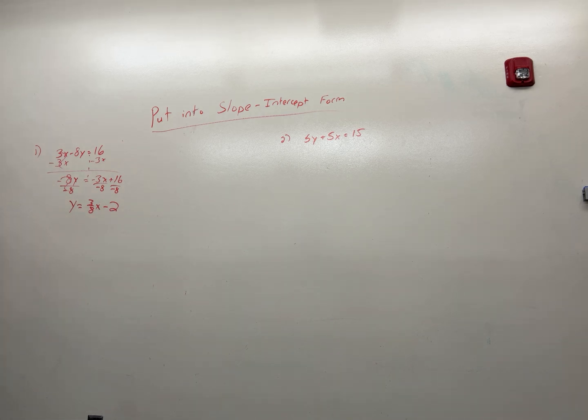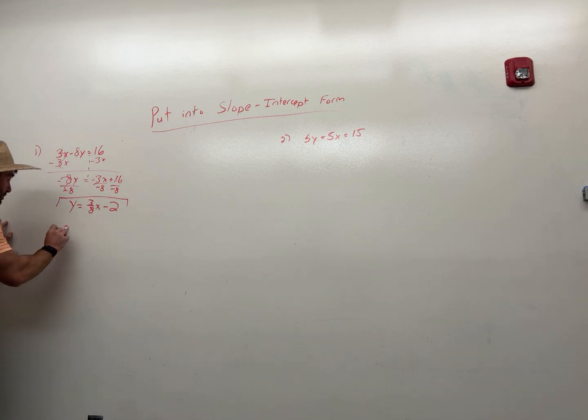Now, this wasn't a question, but I want to know, what's my slope? What's the slope in this equation? Because this is slope-intercept form. The 3/8. Y equals mx plus b. M is my slope of 3/8. The b is my y-intercept.